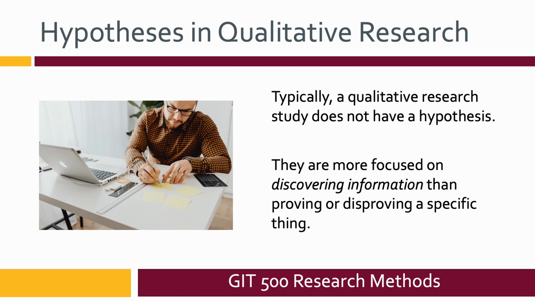Now, in GIT, we usually don't do purely quantitative research. We either do qualitative research or mixed method. And typically, a qualitative research study doesn't have a hypothesis. It can, but typically these kind of studies, qualitative studies, are more focused on discovering information than proving or disproving a specific thing.